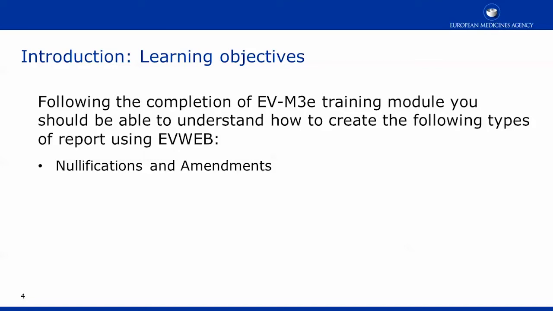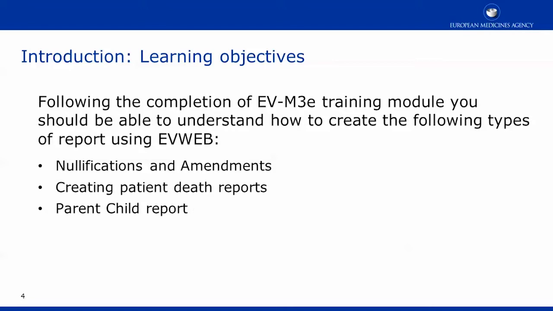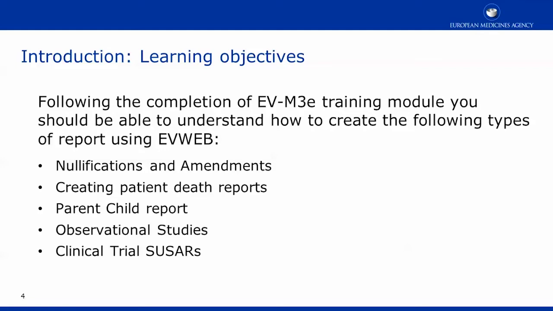Learning objectives. Following the completion of this training module, you should be able to understand how to create the following types of reports using EVWEB. Nullifications and Amendments, creating patient death reports, parent-child reports, observational studies, and clinical trial ICSRs.